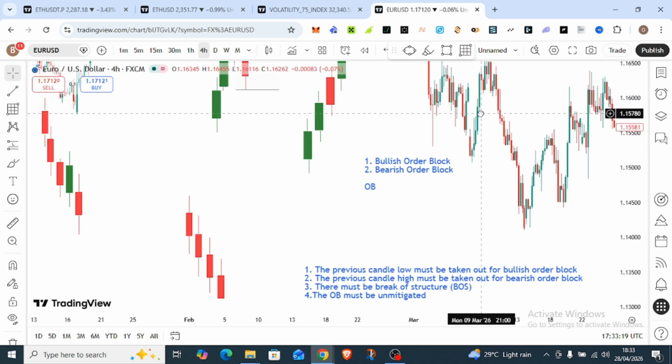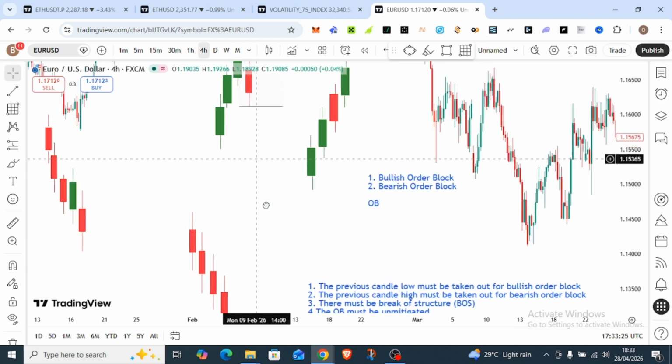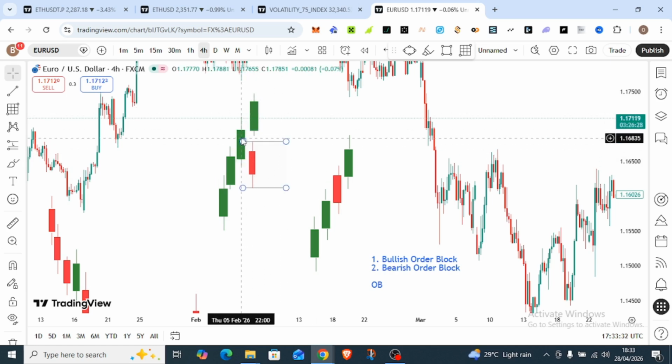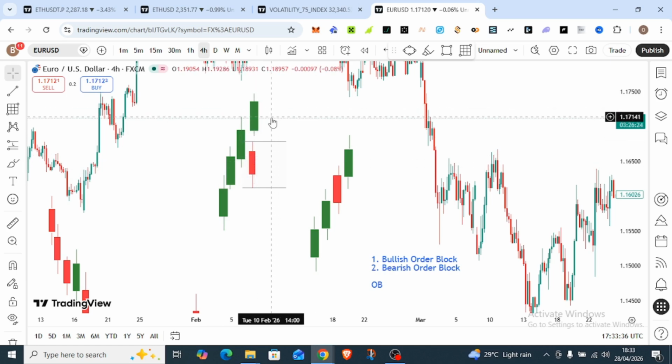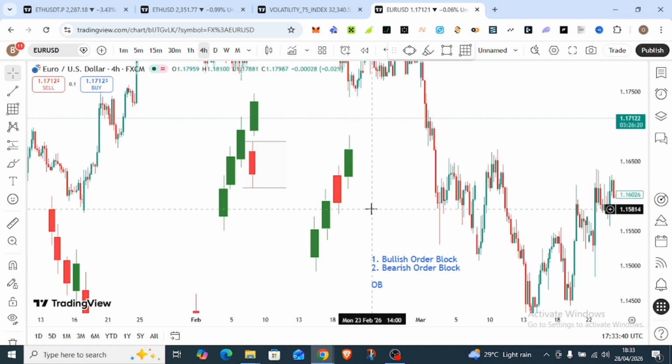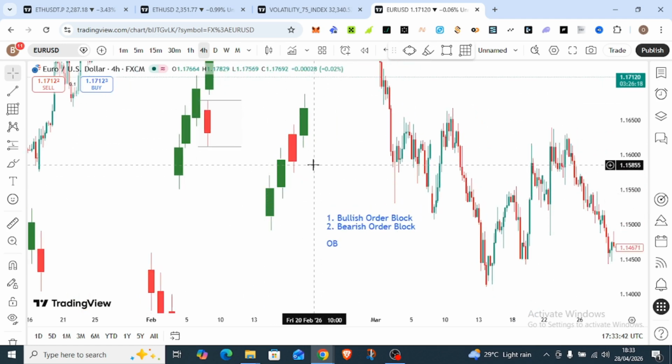From our rules, number one, the previous candle low must be taken out for a bullish order block. Since this is a bullish move, we have our order block here. We have the previous candle low taken out here, and there is a break of structure here. So this is a valid order block.